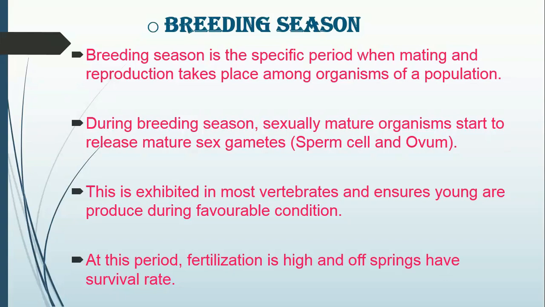During breeding season, sexually matured organisms start to release mature sex gametes such as sperm cells in male, ovum or egg cells in female. This is exhibited in most vertebrates and it ensures that the young are produced during favorable climatic conditions, such as availability of food, availability of water, right temperature, pressure, light, and other conditions that will help them to survive better. So at this period, fertilization is high and the offsprings have higher survival rates. So they survive better at this period.